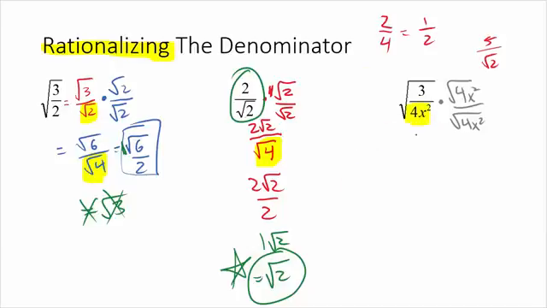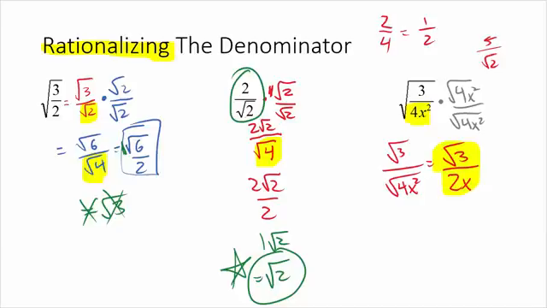So if we look at the bottom, if we split this up into the square root of 3 over the square root of 4x squared, you'll notice that the whole bottom is a perfect square. So the square root of 4x squared we can just reduce to 2x, and on the top we're left with the square root of 3. And that is as simplified as we can get there.